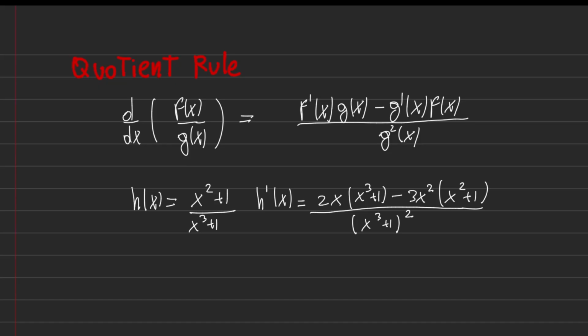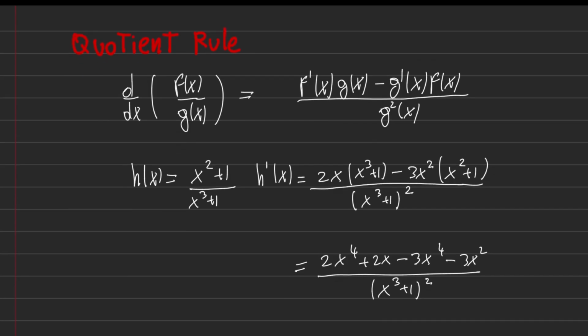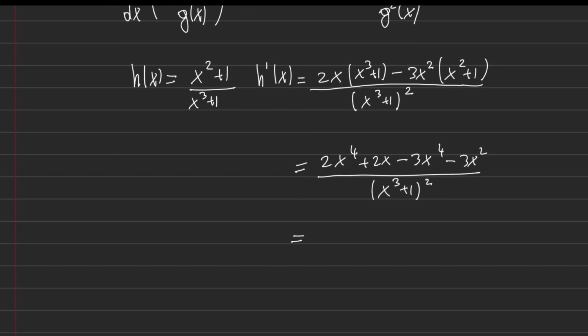Perfect. You can go on and simplify a little bit this expression, and you get that in the numerator you can rewrite everything as 2x to the power 4 plus 2x minus 3x to the power 4 minus 3x squared divided by x to the power 3 plus 1 squared, which again can be further simplified as minus x to the power 4 minus 3x squared plus 2x over x to the power 3 plus 1 squared.